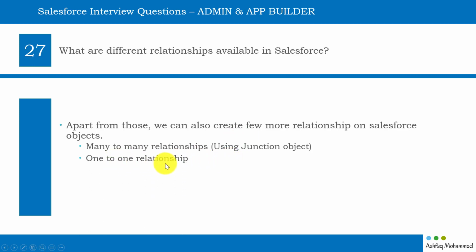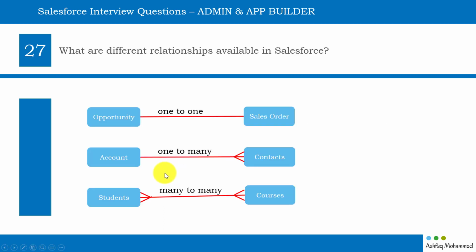And one-to-one relationship, sometimes this is required, right? I want to have one record from object A associated to only one record of object B. That kind of relationship we can create. We can discuss this as well in detail, but this is to associate one record of object A to one record of object B. Self relationship: if I want to look up to the same object, then I can create this self relationship.